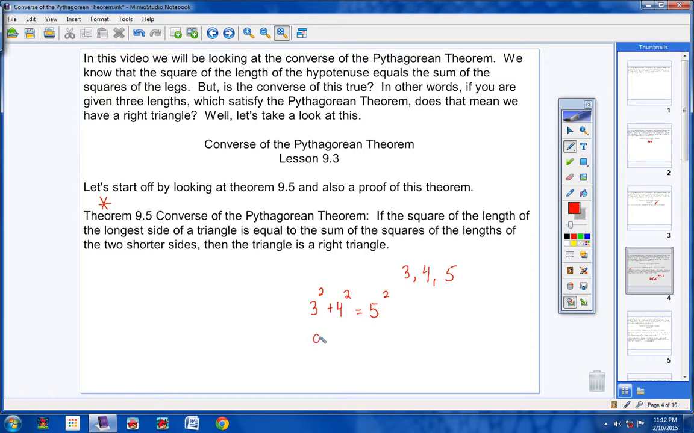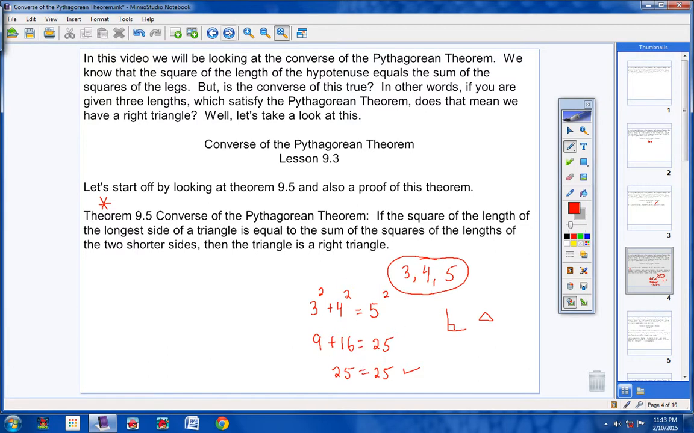Well, let's see. 3 squared is 9. 4 squared is 16. 5 squared is 25. 9 plus 16 is 25. 25 equals 25. Check. So I know for sure, students, if I have a triangle that has these three lengths right here, then I know for sure I have a what? A right triangle. That's all that this theorem is saying, okay? Nothing more, nothing less. So if you have a Pythagorean triple, then you have a right triangle. Okay, make sure that makes sense.